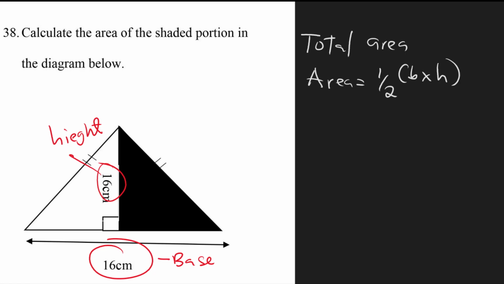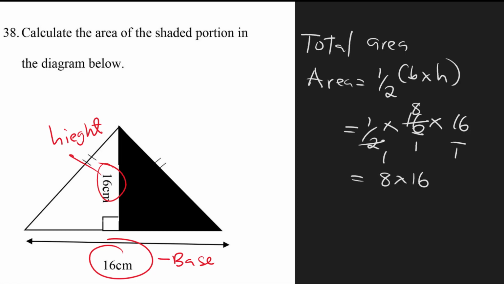Now we want to say this goes to 1 over 2. What is our base? 16 times what is our height? 16 also. So balance this with 1, balance it with 1. 2 here is 1, 2 here is 8. So we're left with what? 8 times 16. So let's multiply it. 16 here and 8.